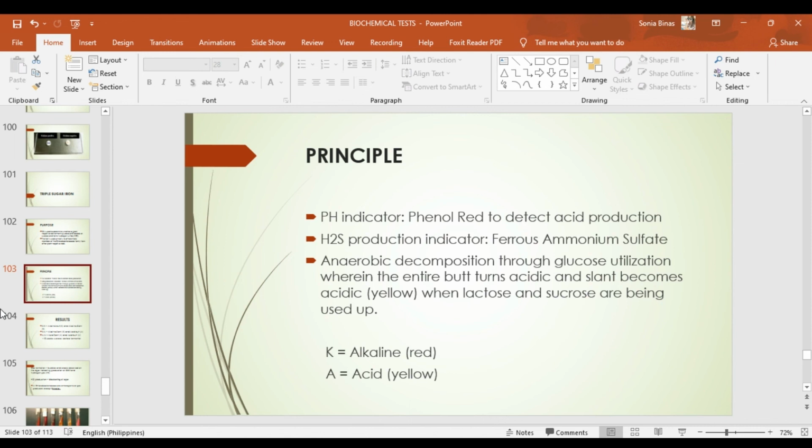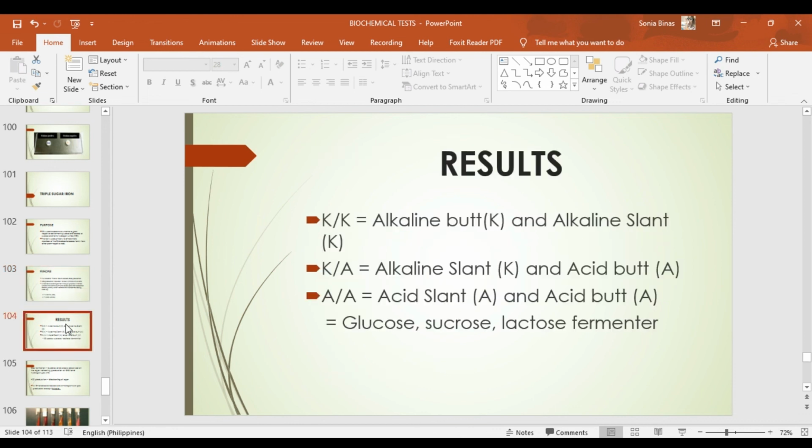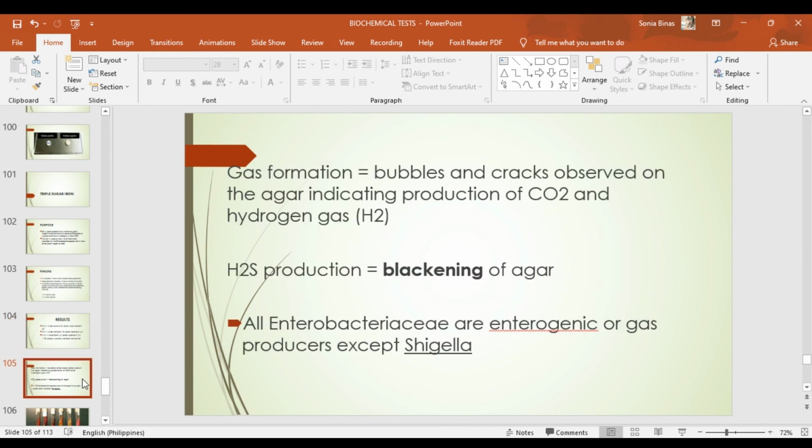So, ang black precipitate in the bath indicates the production of ferrous sulfide or itong H2S natin. So, kapag may black precipitate siya, meaning it is H2S positive. Gas formation, meron siyang bubbles or cracks sa gitna ng ating agar. Meron siyang blackening of the agar again kapag H2S positive.